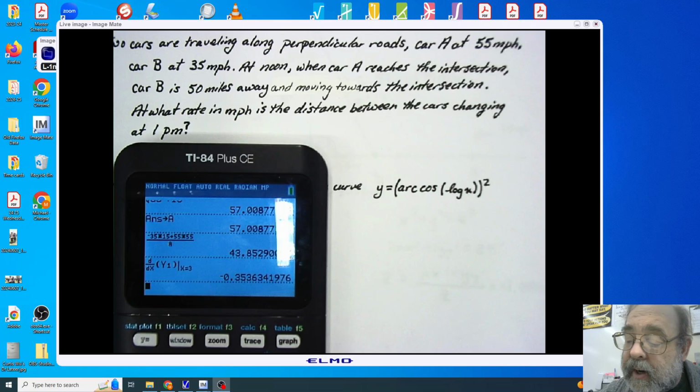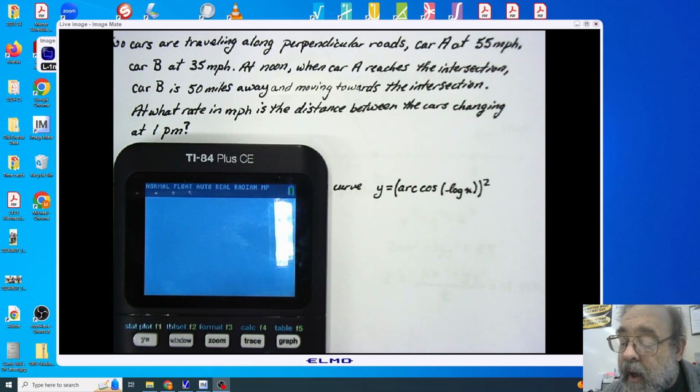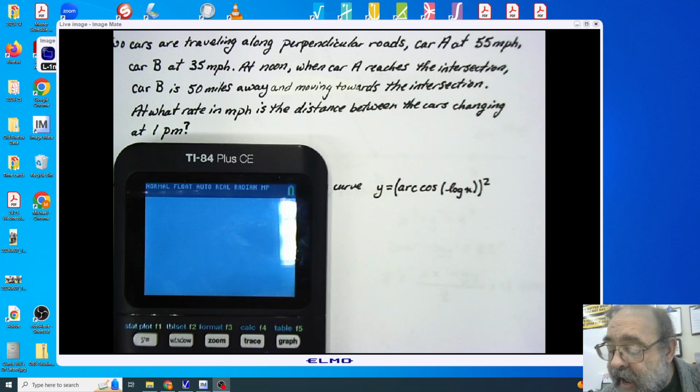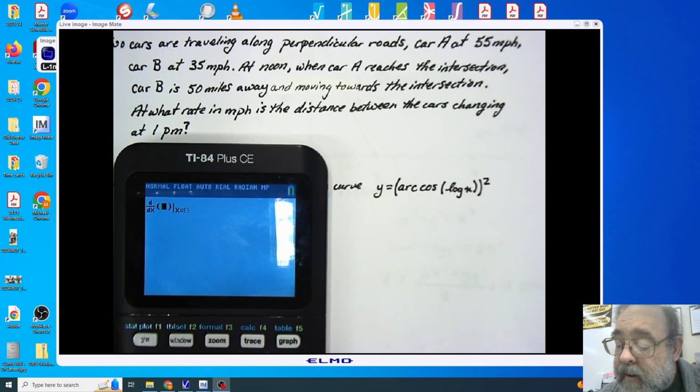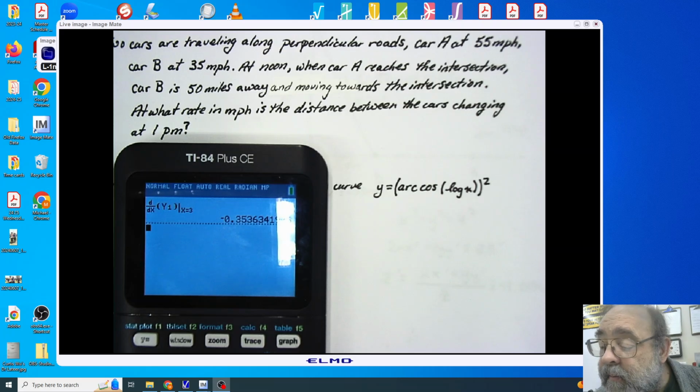Going to my home screen, I'm now going to find math 8, x alpha trace, y equals, at the value of 3. And I end up getting negative 0.3536. And that is my answer to number 3.